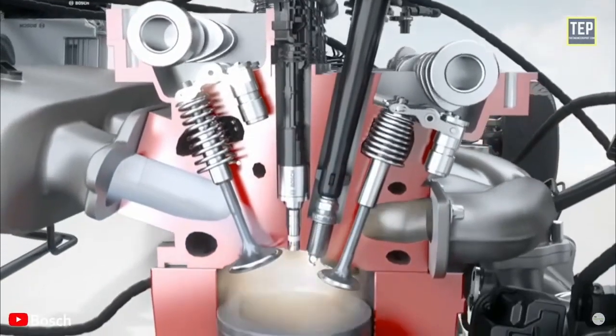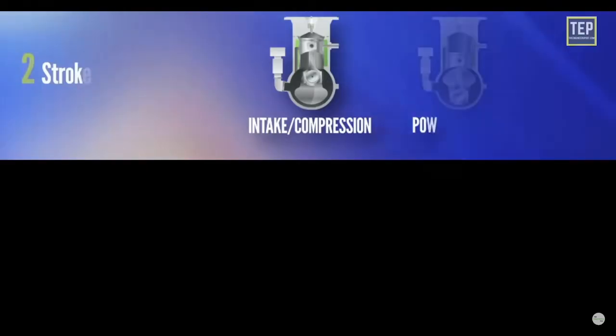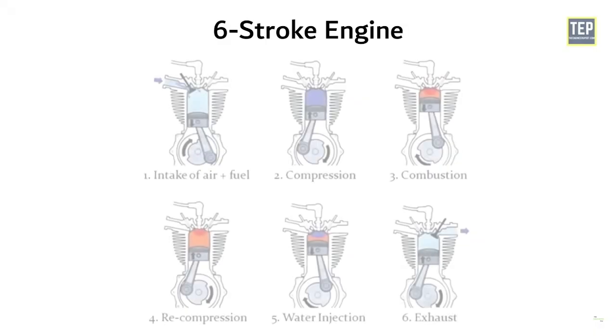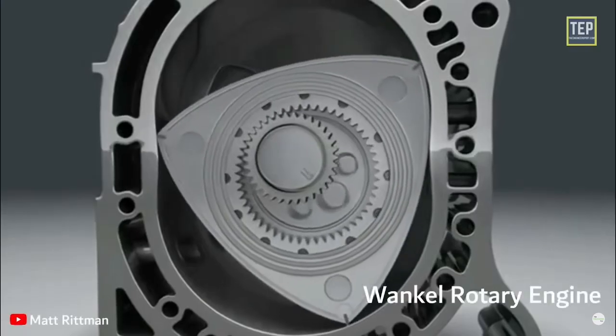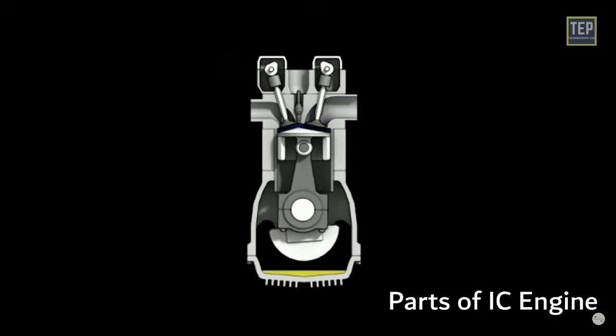The term internal combustion engine usually refers to an engine in which combustion is intermittent, such as the more familiar 2-stroke and 4-stroke piston engines, along with variants, such as the 6-stroke piston engine and the Wankel rotary engine. Now let's understand the different parts of an IC engine.